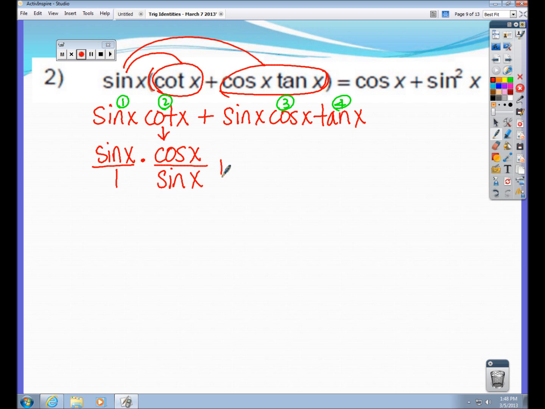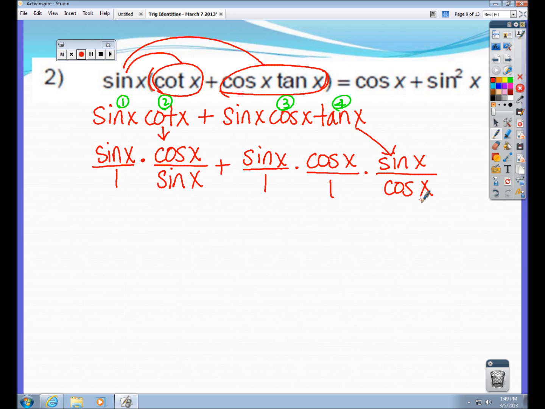Okay, on the second part, sine is okay, so let's put it over 1. Cosine is fine, let's put it over 1. But tangent, let's change that. And the quotient identity for tangent is sine over cosine. Again, there are other things we could substitute for tangent, but since we had sines and cosines in the problem, this will give us more options.